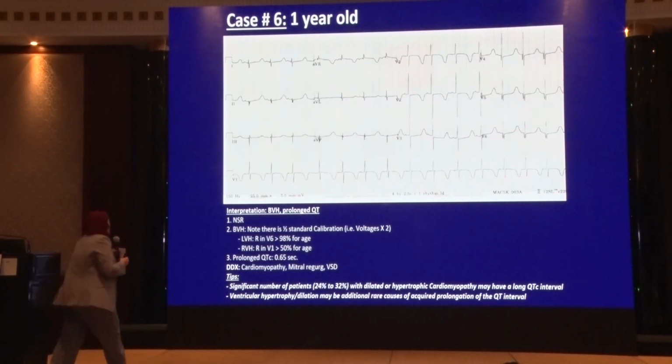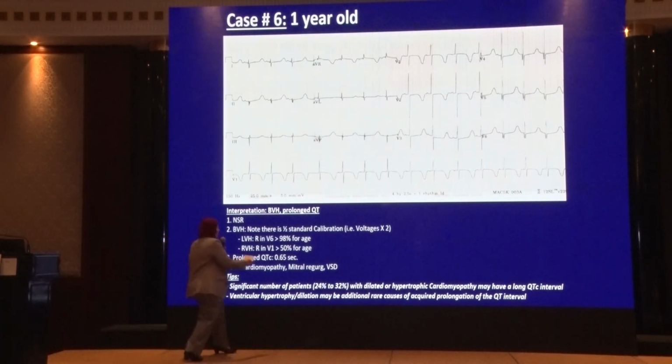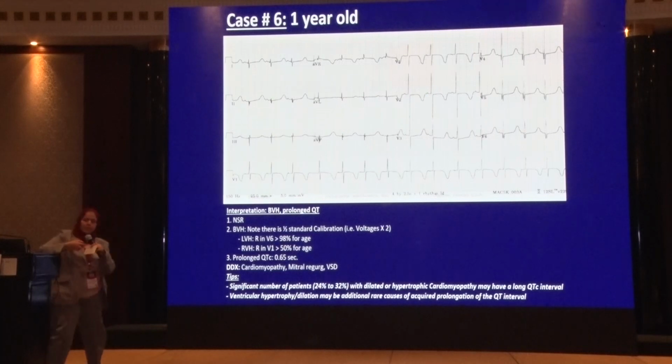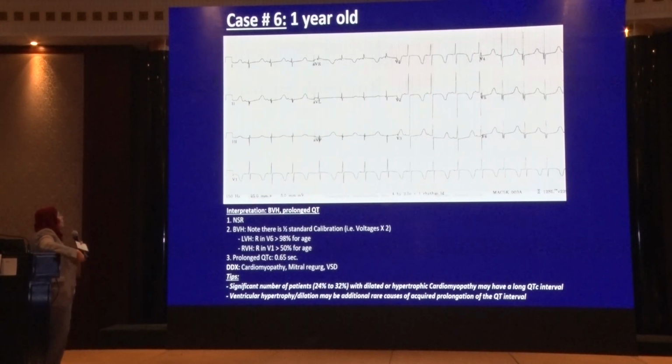The corrected QT here is 0.65. So this is very long. So this patient can have cardiomyopathy, severely dilated cardiomyopathy, or a patient with untreated VSD. In the old eras, when we didn't have a lot of surgeries, patients with big VSDs left untreated would have biventricular hypertrophy in the end.